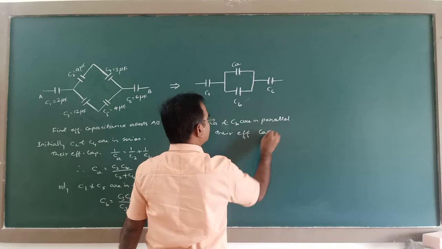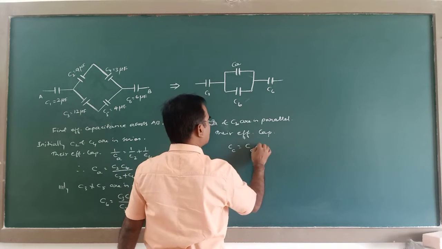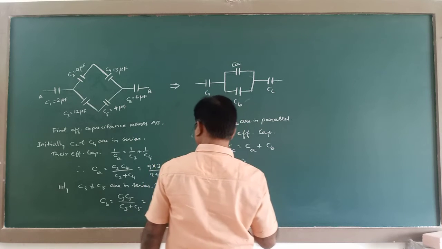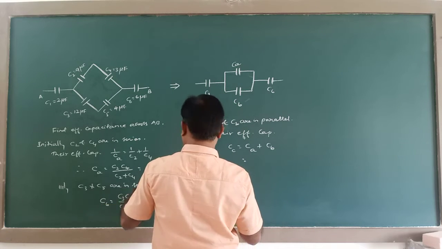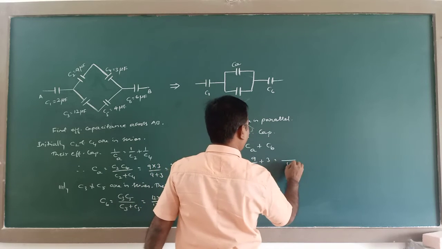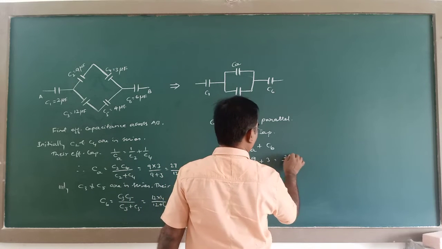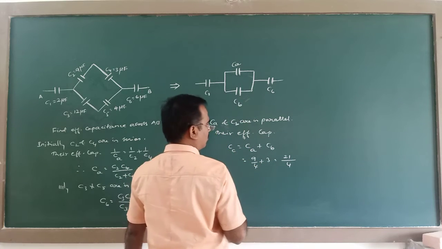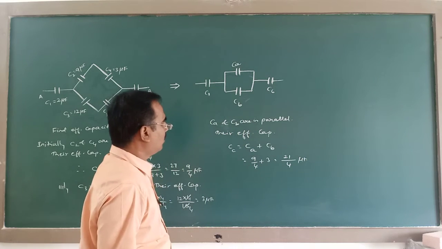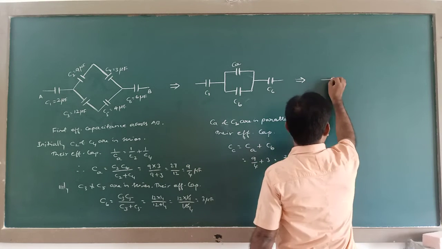Their effective capacitance CC is equal to CA plus CB, that is 9/4 plus 3. If I take 4 common, 12 plus 9, 21. So 21/4 microfarad. That means this circuit now reduces to this form.